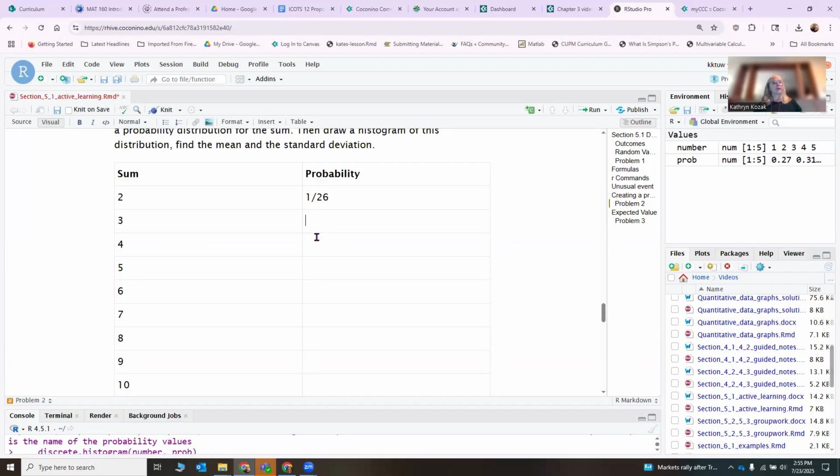Getting a sum of 3, you can get it as a 1, 2, or you can get it as a 2, 1. So there are 2 different ways to do this. So that's 2 out of 36. Sorry, 36. I meant to write 36 in the top one. 4, same thing. You can get a 1, 3, 2, 2, or a 3, 1. There are 3 of those.